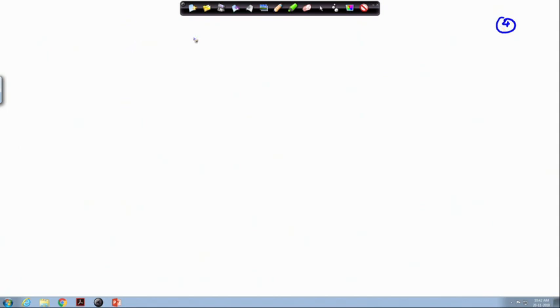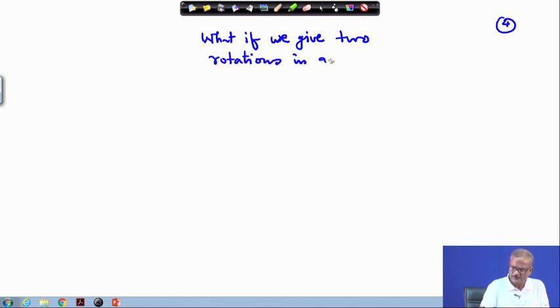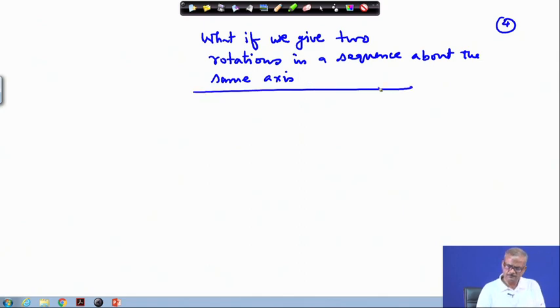Next, we look into what happens if we give two rotations in a sequence about the same axis. This is basically called the sequential rotation.